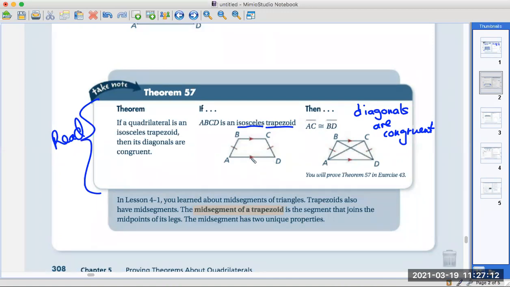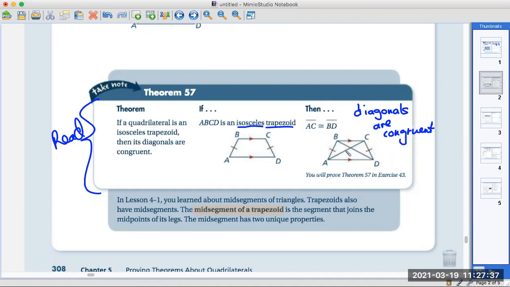If it was the same length, we would have a rectangle. But the bases are different length, but parallel. The legs are the ones that are congruent. That makes it an isosceles trapezoid. Now, if we add the diagonals, which are the ones that go across, now we learn that the diagonals are congruent, meaning they have the same length.